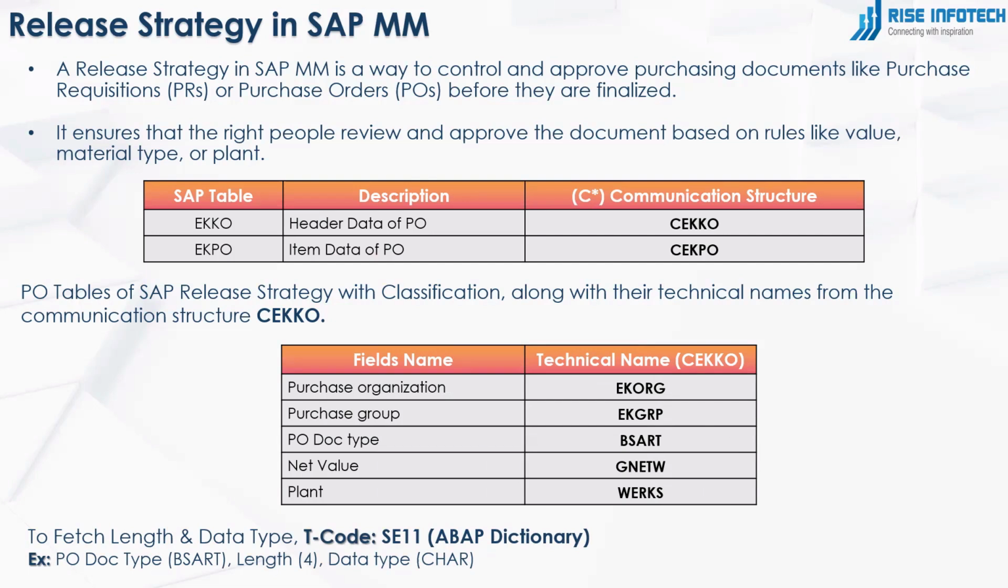So let's take an example. PO document type is BSART, and the length is 4 and the data type is CHAR.